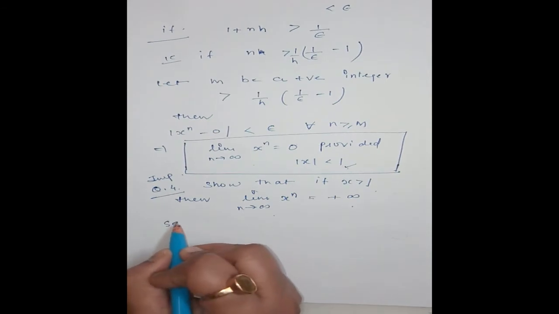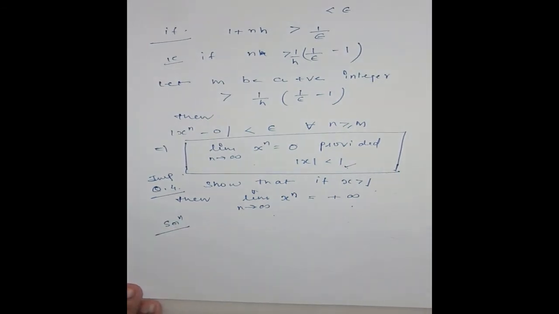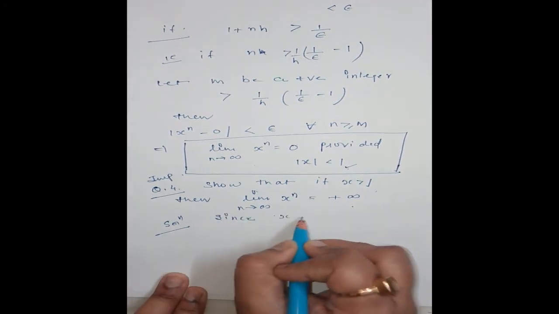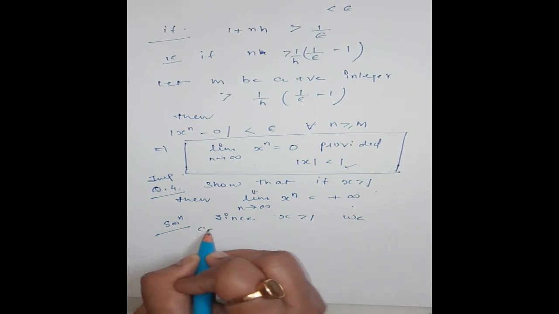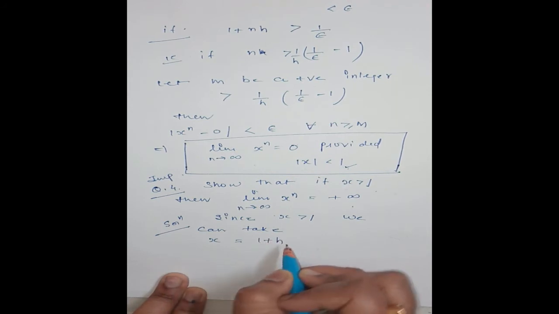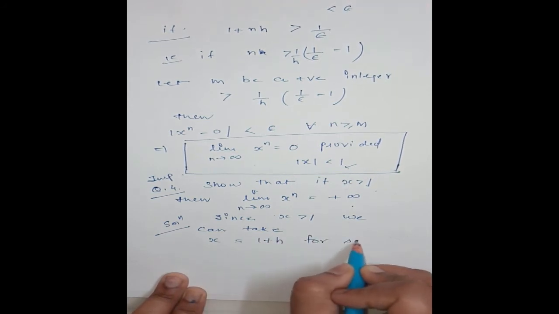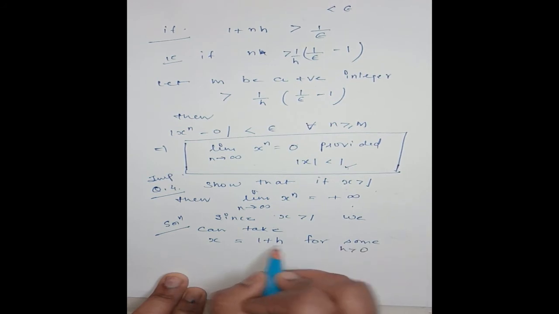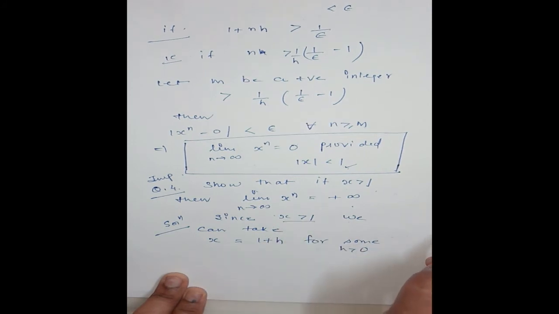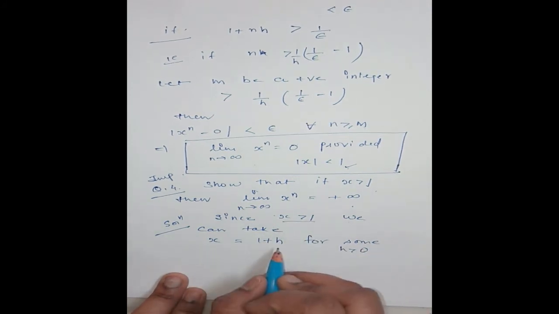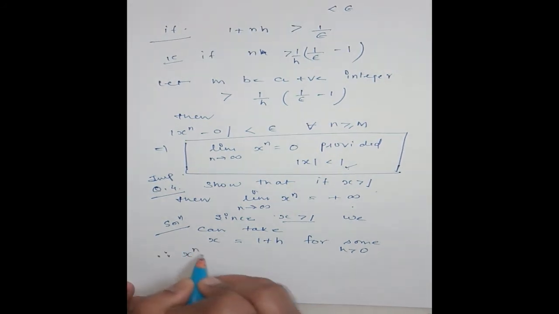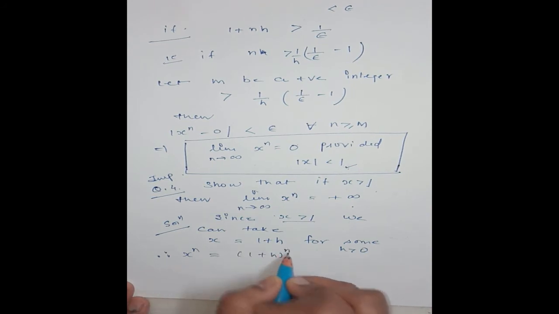Okay, now let us solve this. Here we have x greater than 1. So we can take x to be 1 plus h for h positive. For some h positive, 1 plus h will be more than 1, and it is given to us x is greater than 1. So I can take my x to be 1 plus h for some h positive. Clear? Now, therefore, x^n is equal to (1 plus h)^n.